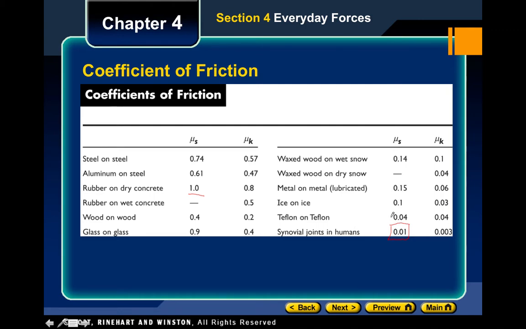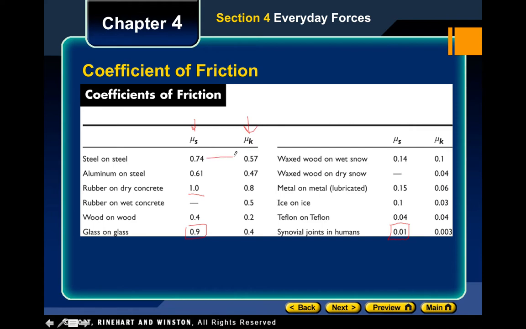Teflon, think of your cooking utensils, 0.04, still rather small. Ice, 0.1. All those are really small. These others are rather large. So sliding glass on glass, a lot of resistance, 0.9. Again, something to pay attention to. On this left side is your coefficient of static friction. This is your coefficient of kinetic friction.